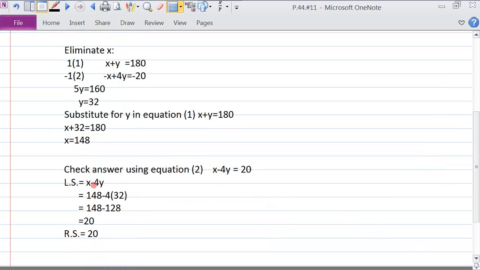Now let's check the second equation, which said that X minus 4 times Y equals 20. So X is 148. 4 times Y is 4 times 32, which is 128. So minus 4 times 32 is minus 128. 148 minus 128 is 20. And the right side of this equation is 20.